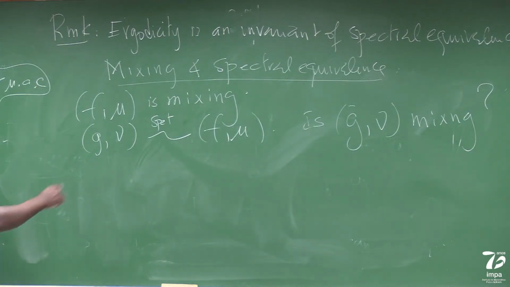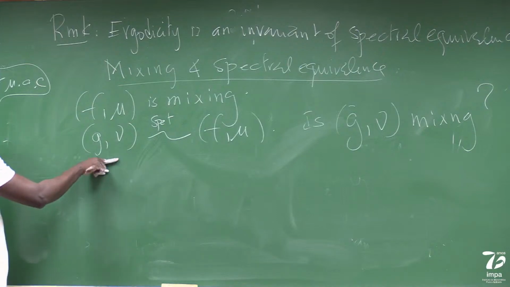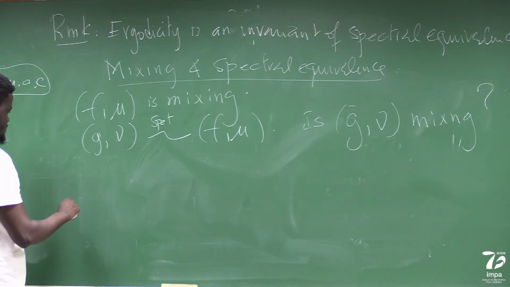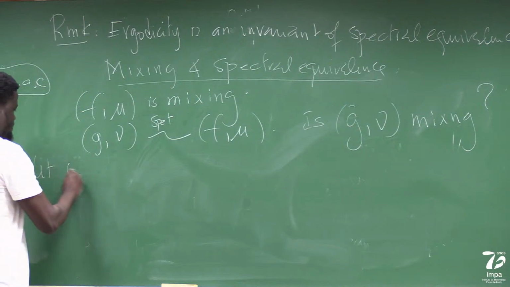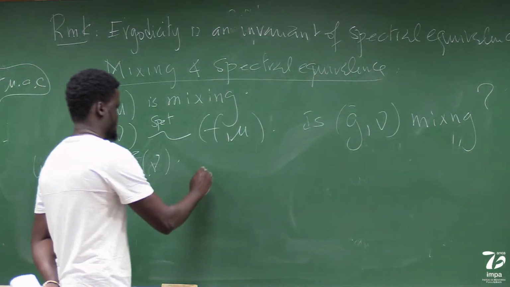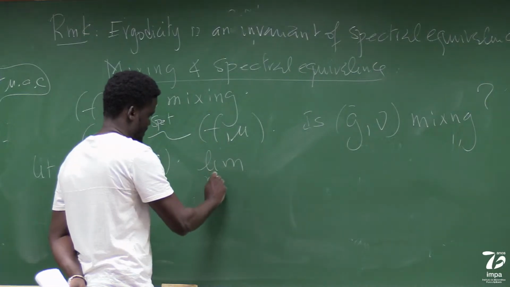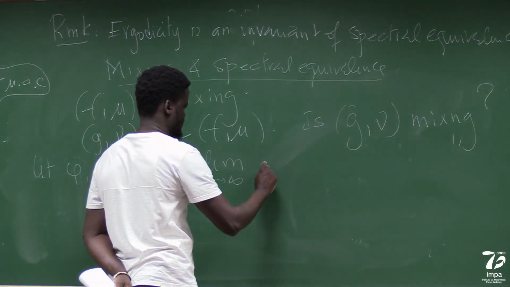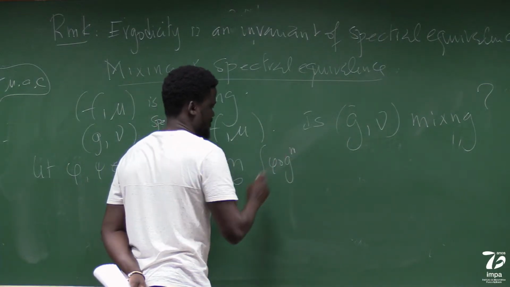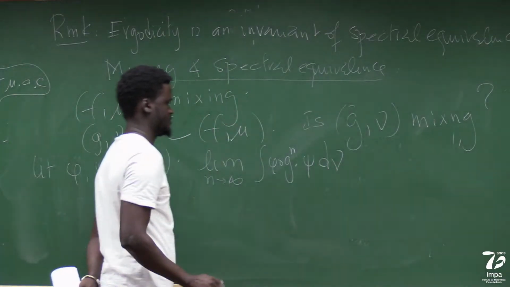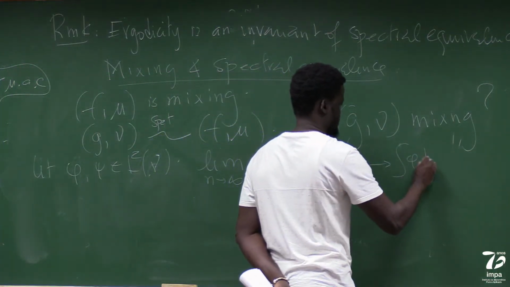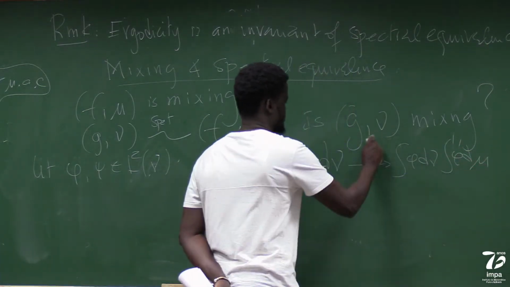To prove mixing, it's enough to take two functions, these are two in L2 ν, and you look at this limit when n goes to infinity of the integral of φ composed with Gⁿ times ψ dν. This is what you want to prove is converging to the integral of φ dμ times the integral of ψ dμ. This is what you want.